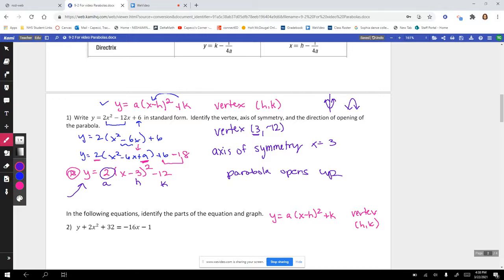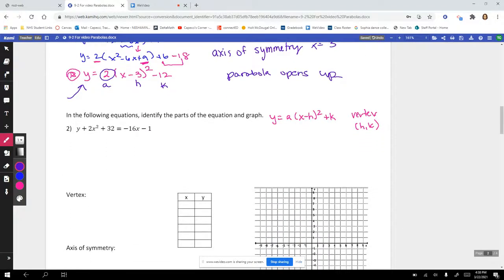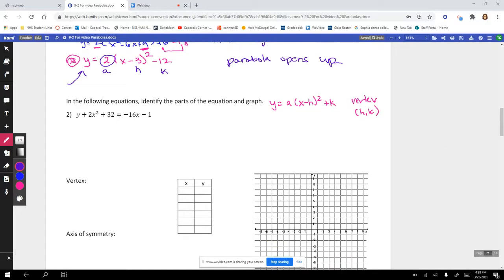All right, that's some of the basics. So let's keep going. We'll kind of build as we go. Identify the parts of the equation and graph. Again, I have the equation there to help us along. So let's see what I have.